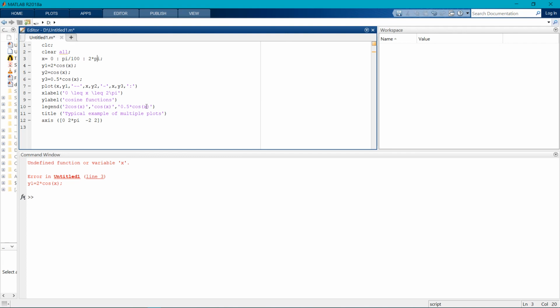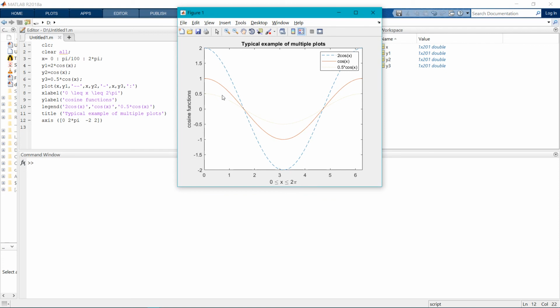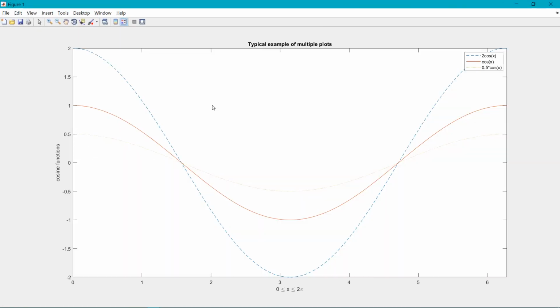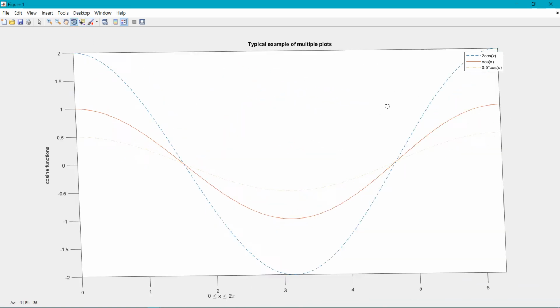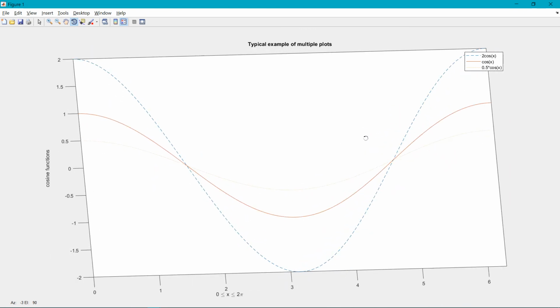So now executing it, here it is. You can see the graph is shown up here. This is the cosine functions, all three. You can see these lines, and the legend is shown at the right corner. The x-axis, all is fine here. You can also rotate it. This is the basics of MATLAB.